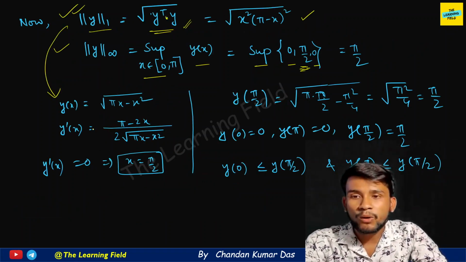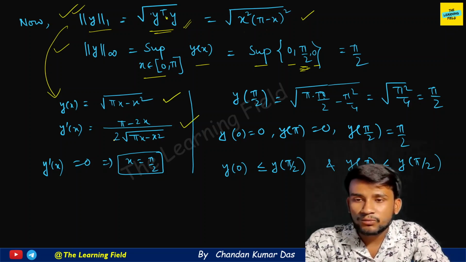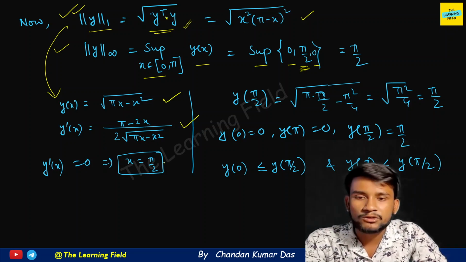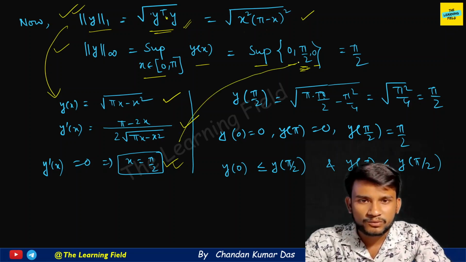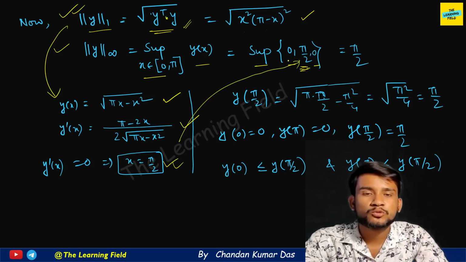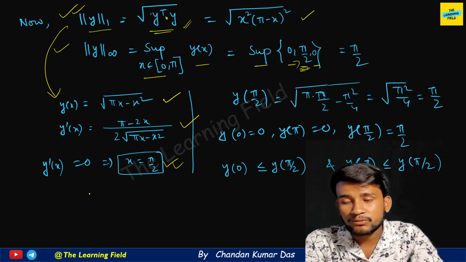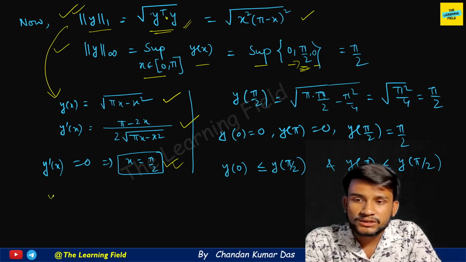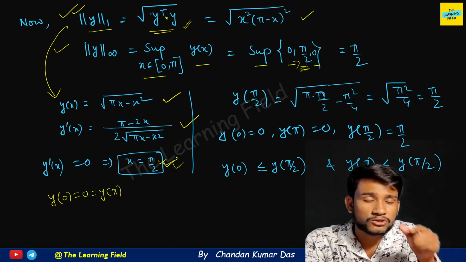Okay, so y dash x equal to this, and y dash equal to 0 gives x equal to pi by 2. So this is the point of extremum, the point I put here. So the supremum of 0, pi by 2 and 0, that means here this is the value at x equal to pi by 2. Sorry, one more mistake I made here. It is given y(0) equal to 0 equal to y(pi), and pi by 2 is also a point of extrema.